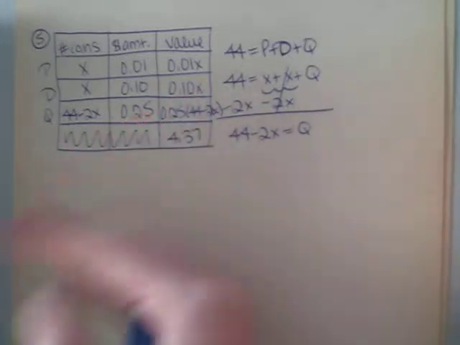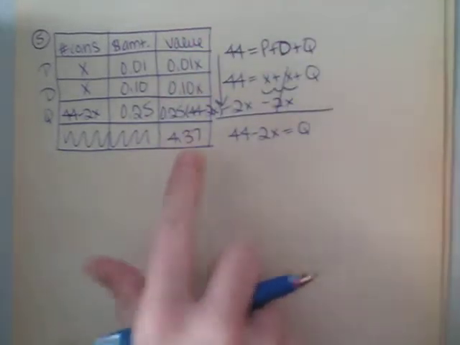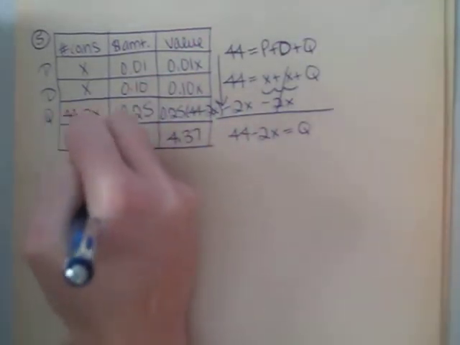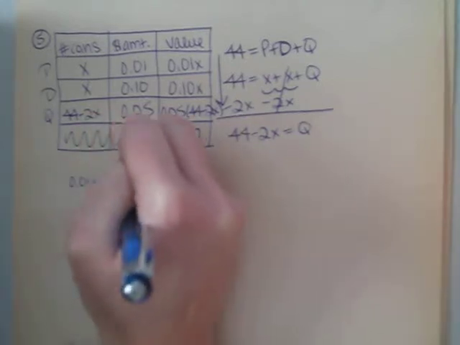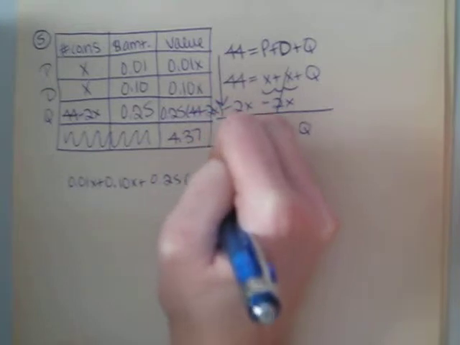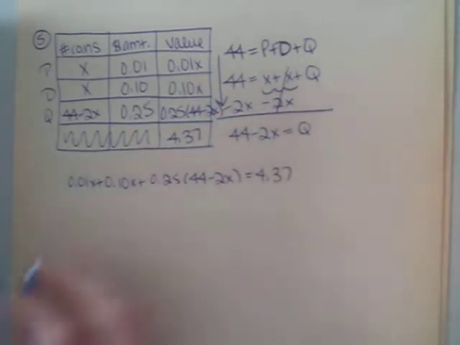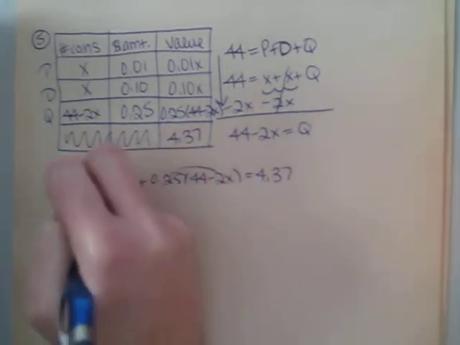Now let's actually solve for the number of coins. I take the first 3 rows and I add them up to equal $4.37. So 0.01x plus 0.10x plus 0.25 times 44 minus 2x all equals $4.37. Distribute.